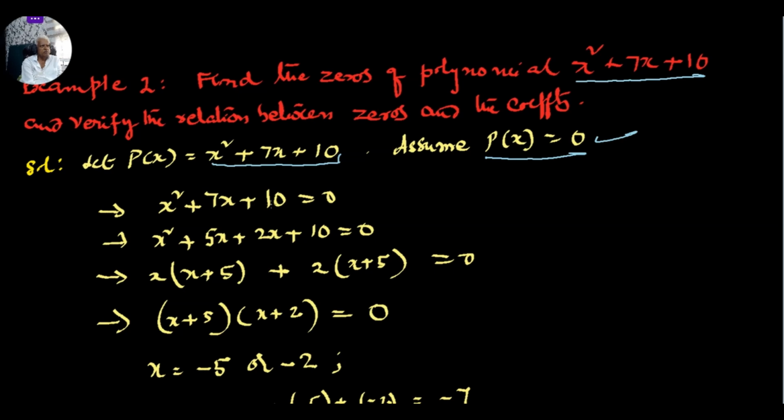x square plus 7x plus 10 equal to 0. So here there is 1, here there is 10. 10 times 1 is 10. Split 10 into factors. 2 fives is 10. And 2 plus 5 is 7. So, we split the middle term: x square plus 5x plus 2x plus 10. 7x can be written as 5x plus 2x.